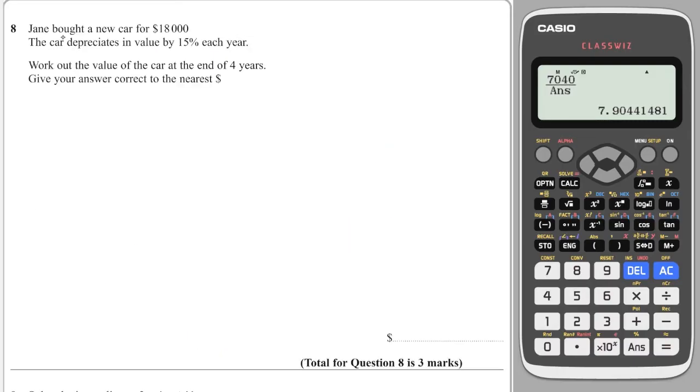Okay, next question, we've got Jane buying a car for this amount, and it depreciates in value by 15% every year. So as soon as I see the word depreciates, I will write 100 minus the percentage, which is 15, divided by 100. And that gives me the multiplier that I'll need to use in order to solve this question. So this is going to give me 0.85.